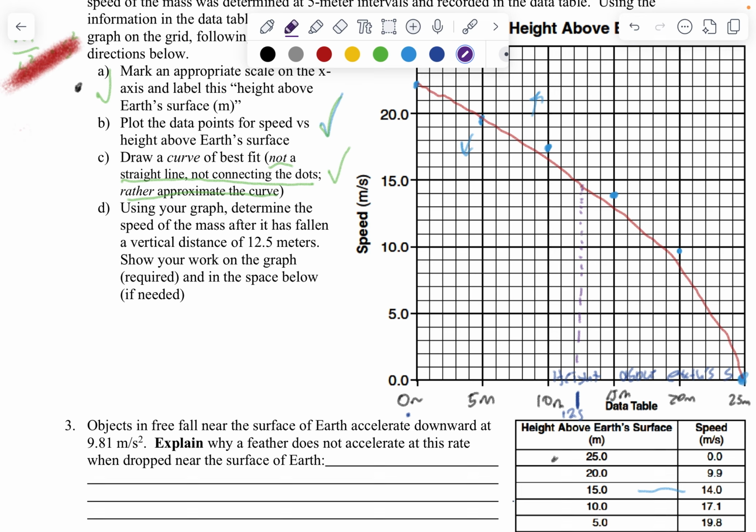Well, that looks like it's about 14.5 meters per second. So that would mean that after it has fallen a vertical distance, the mass has fallen a vertical distance of 12.5 meters. This object is now going 14.5 meters per second.